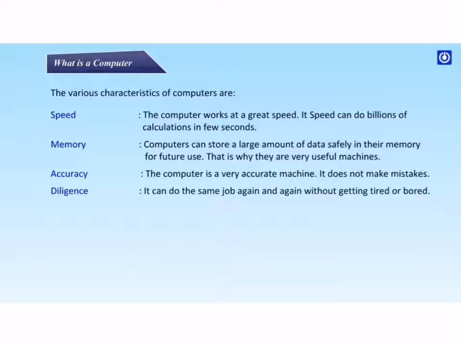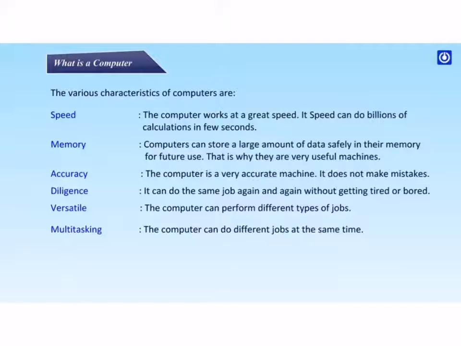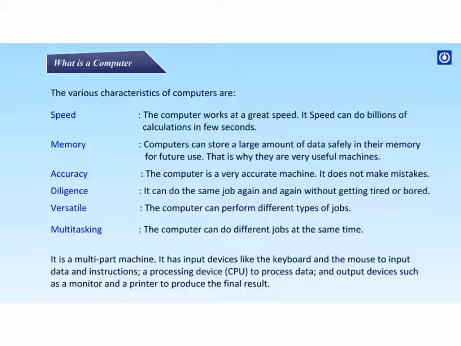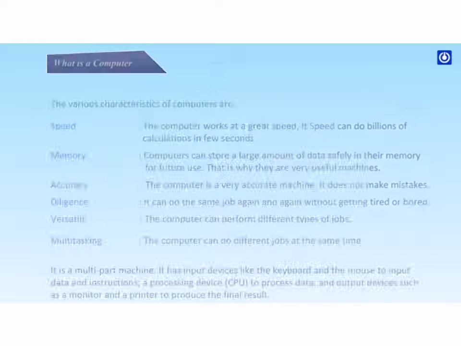Diligence. It can do the same job again and again without getting tired or bored. Versatile. The computer can perform different types of jobs. Multitasking. The computer can do different jobs at the same time. It is a multi-part machine. It has input devices like the keyboard and the mouse to input data and instructions, a processing device, the CPU, to process data, and output devices such as a monitor and a printer to produce the final result.